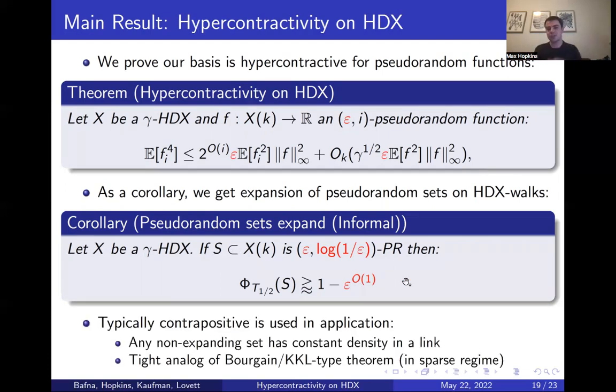Typically it's the contrapositive of this that's useful. It tells you that if I give you a non-expanding set, then you're always going to be able to find some low-level link of constant density, where even though the overall function is sparse, you'll be able to find some link with a booster, something that's much denser than expected. This can be thought of as a tight analog of these KKL type or Bourgain type theorems in the sparse regime, where your function is sparse, that non-expanding sets can be characterized as those that are very dense within some local restriction.